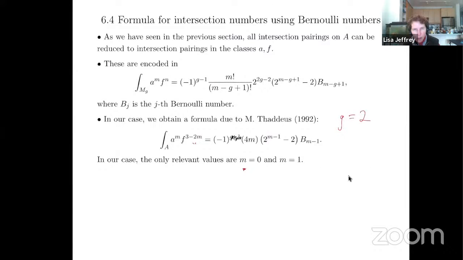So the way that works is, for general G, the intersection pairings A to the M, F to the N, where M and N are just non-negative integers, becomes this expression in terms of the Bernoulli numbers.